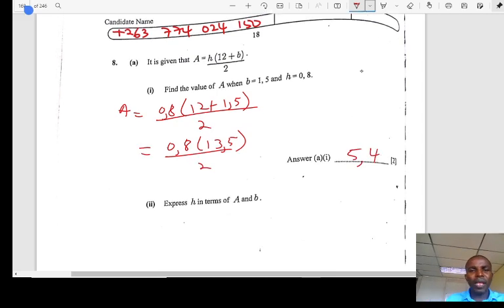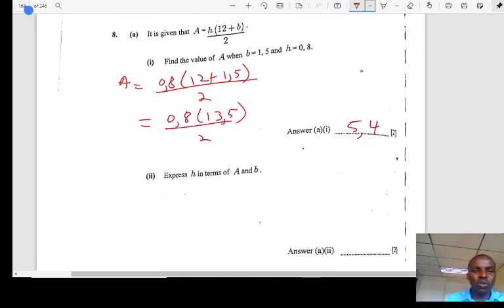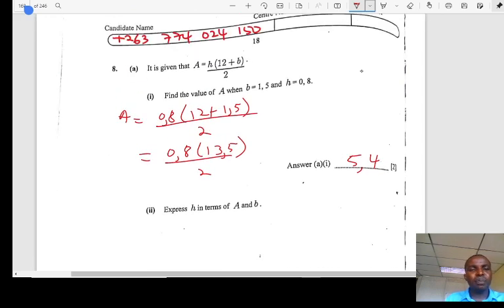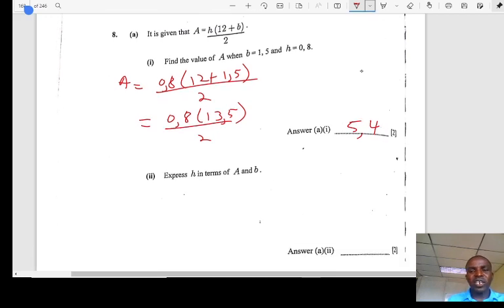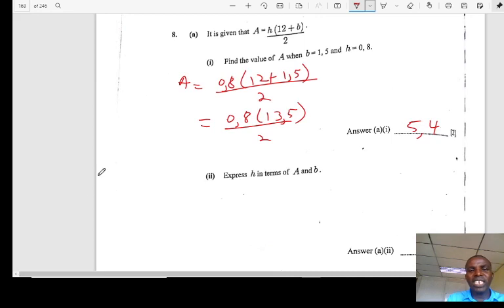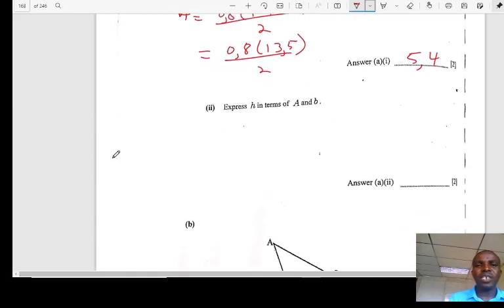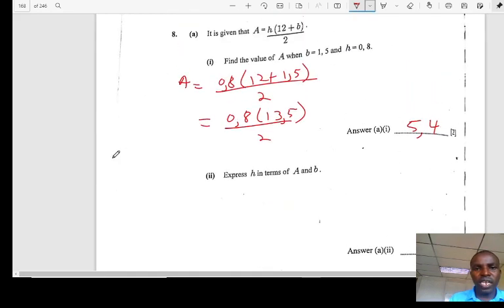Done. Next, express H in terms of A and B. In other words, you just have to make H the subject of the formula. So A is equal to H times (12 plus B) over 2.